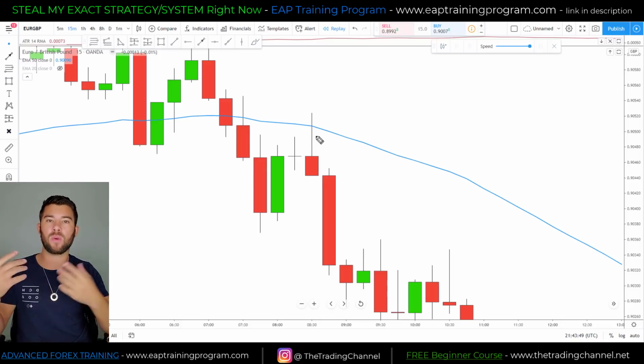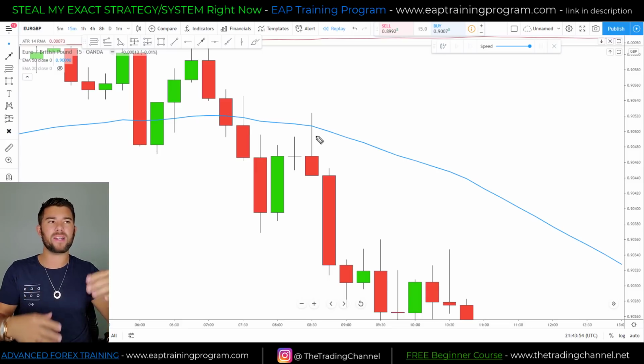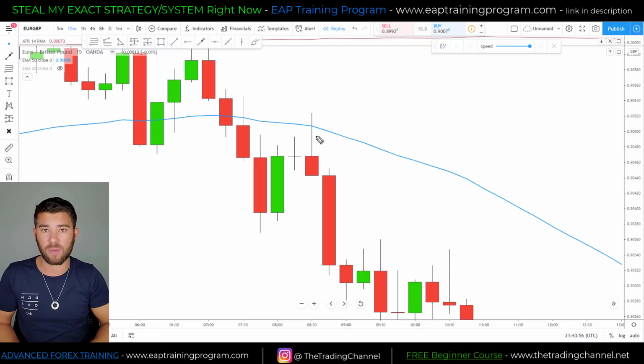With that being the case, what do I expect out of price next? Well, I expect price to fall. And I didn't say that because this is an inverted hammer.